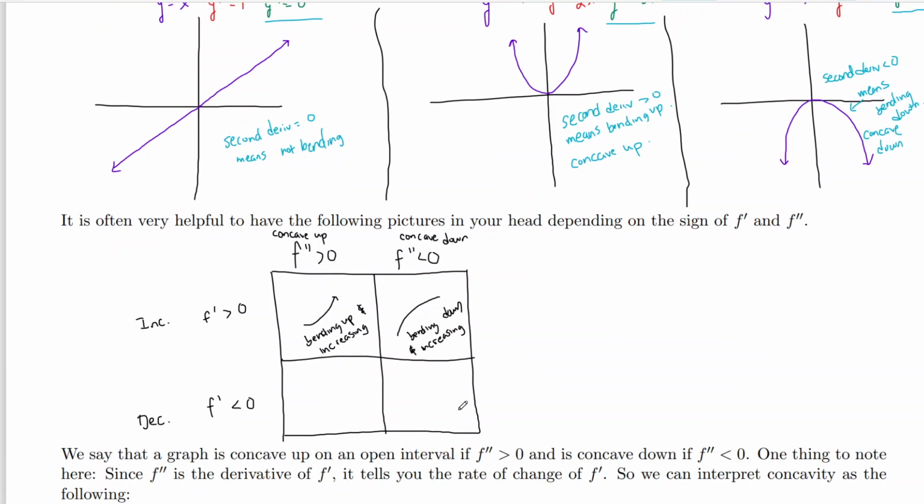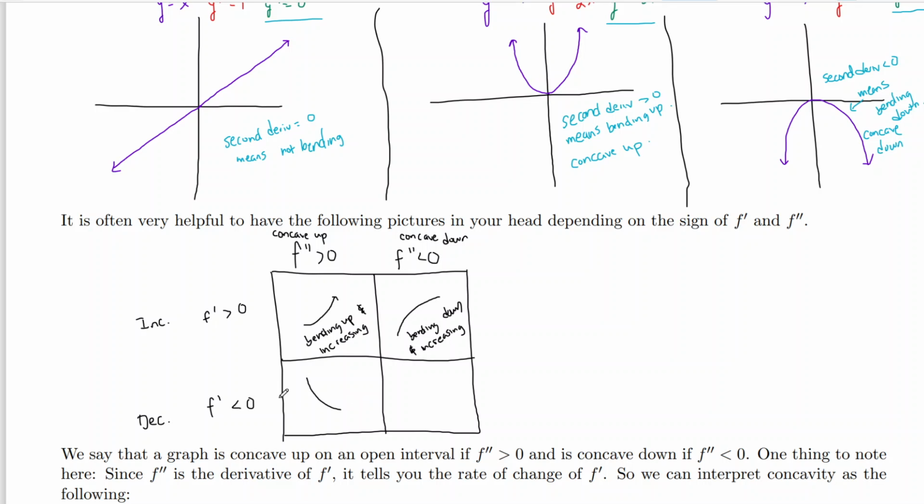And now when you look at decreasing, you can really look at the same graphs and just the other side. So concave up is the upward parabola, but if it's decreasing, we would be on the left side here, because as we move to the right, it's going down. So it looks something like this.